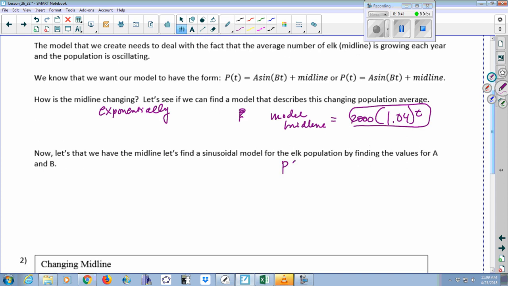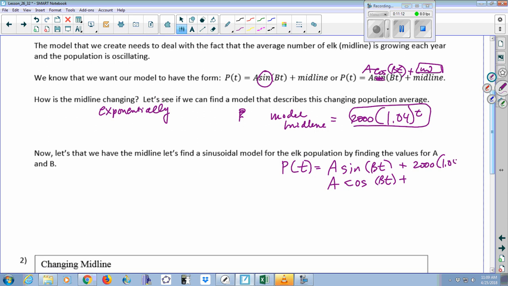So let's see if we can get a handle on this equation. Now I don't even know yet if I'm going to use sine or cosine. Maybe this was just supposed to be a cosine here. Okay, midline. Could be either one. That's probably what I meant by or. All right. So P of T, well, we've got all this junk ahead of it, sine of BT, or maybe a cosine of BT. But our midline now, instead of just being 2,000, is this changing midline, this growing midline. Okay, so we can fill in that much of our model.